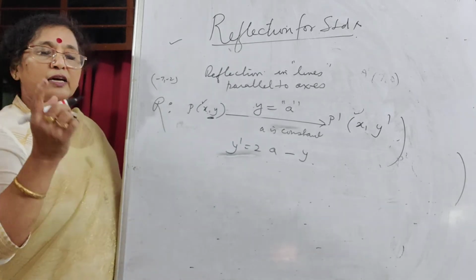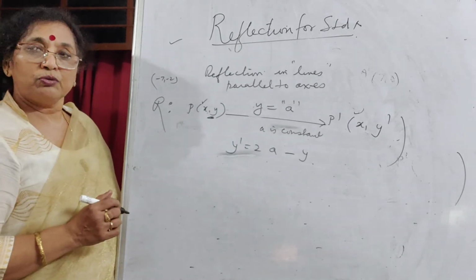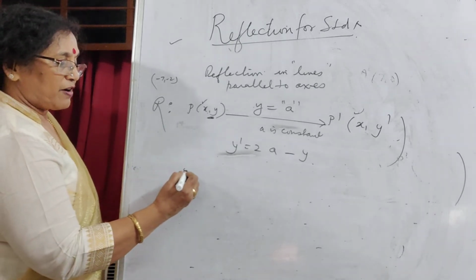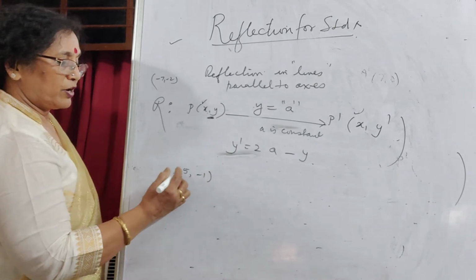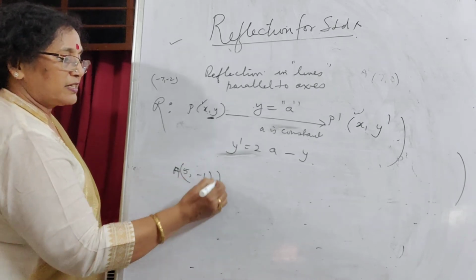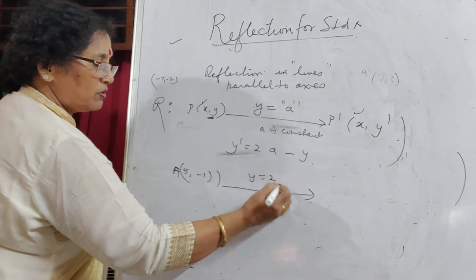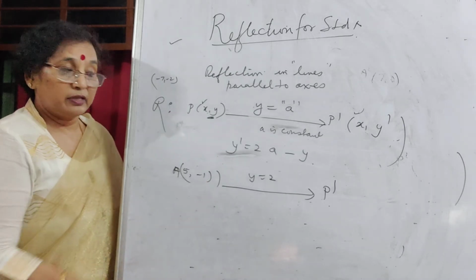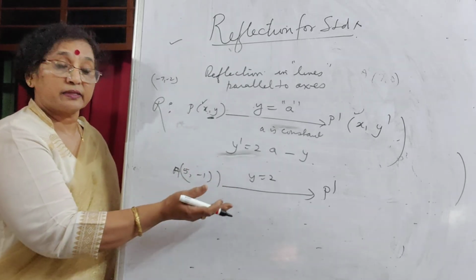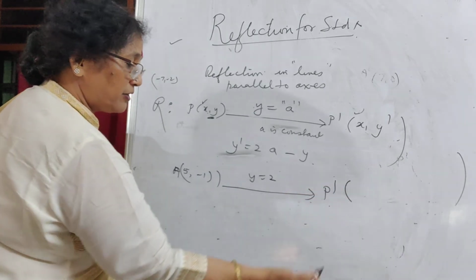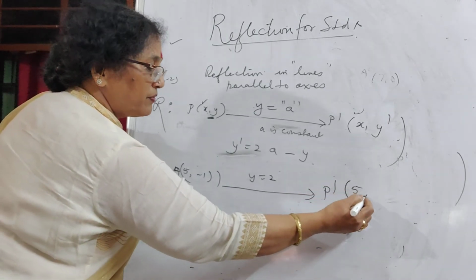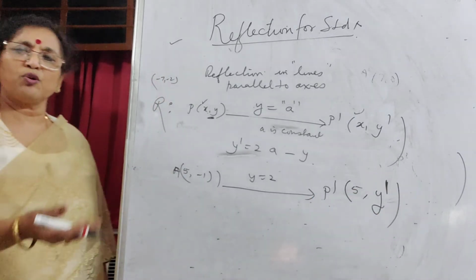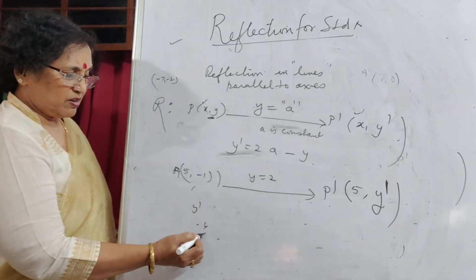So, what was that other one which I took? I took y equals 2, right? And the point was 5, minus 1, whatever it was. So, point P, say A (5, minus 1), reflected in y equals 2, becomes P dash. This arrow, what I am writing, is the equation of the mirror line. This line is parallel to the x-axis, and for P dash, x won't change, so 5, and y will change. So I give a new name, y dash, or y1, whatever you want.